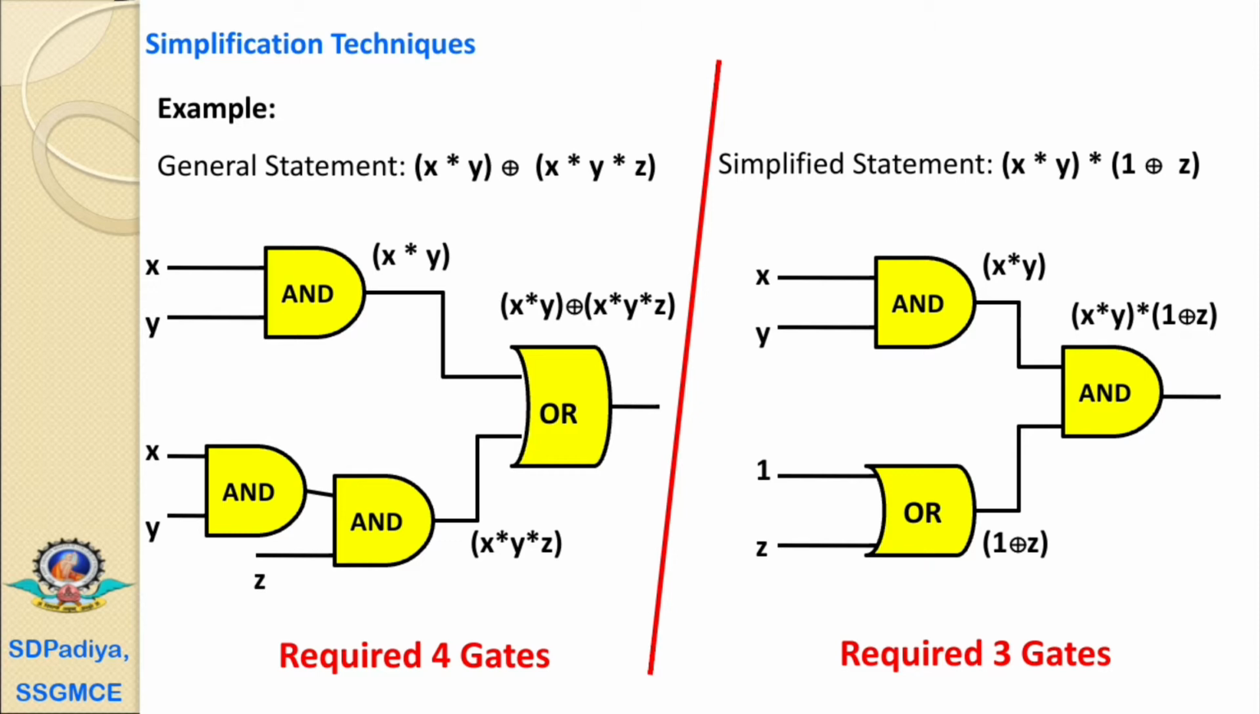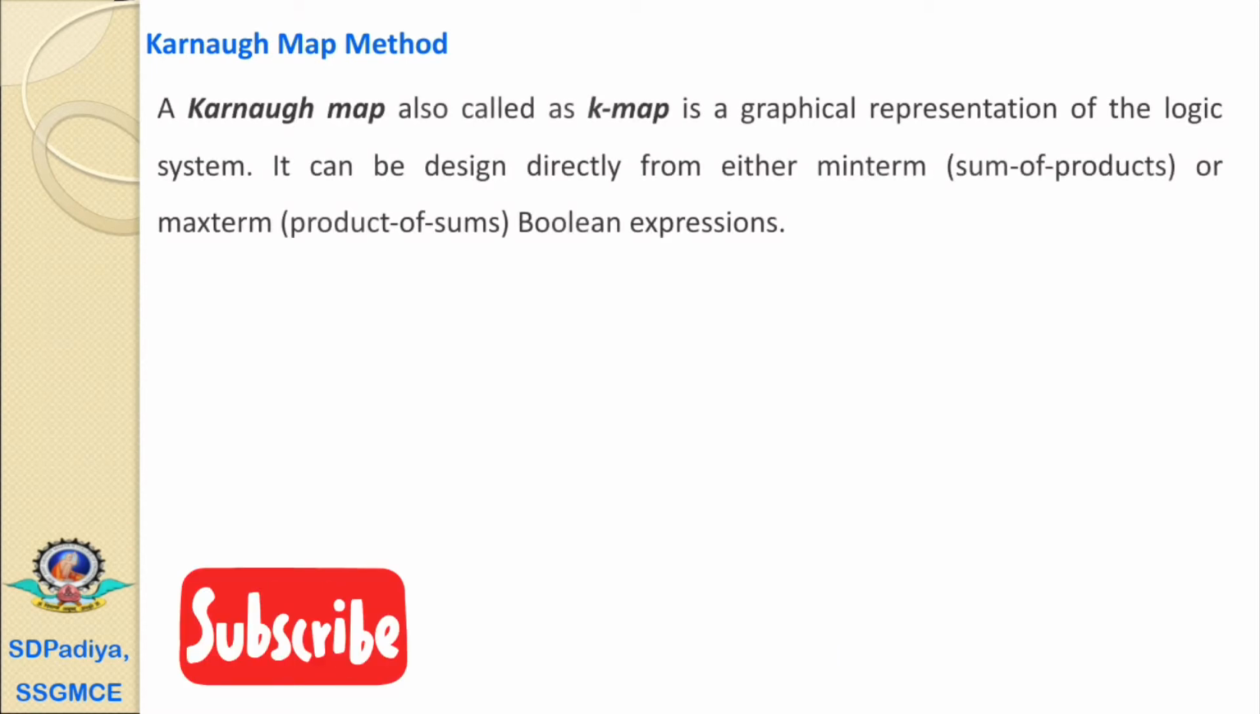Now by using the K-map, we can find the simplified expression for any given generalized expression. Now we'll move towards the next topic, that is the K-map. Now we'll start the simplification technique, that is the Karnaugh map method.